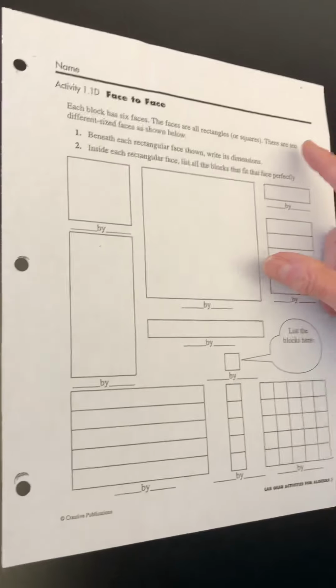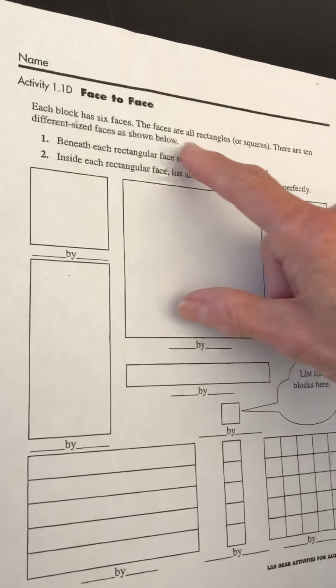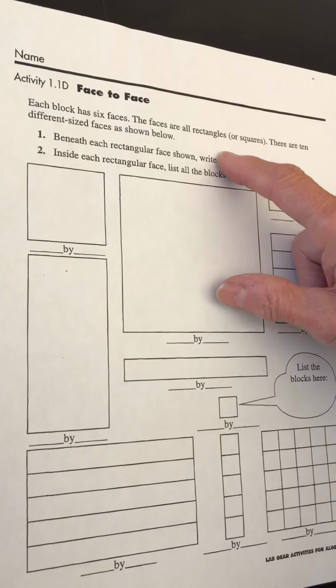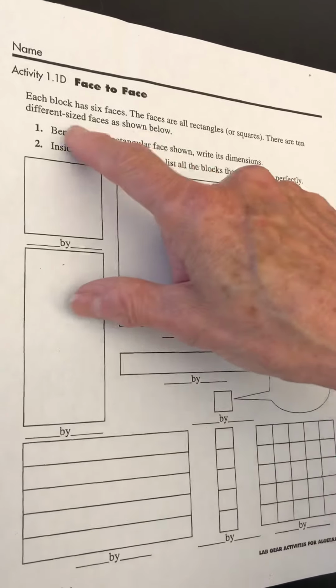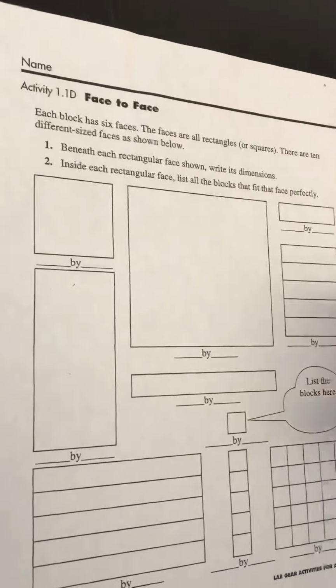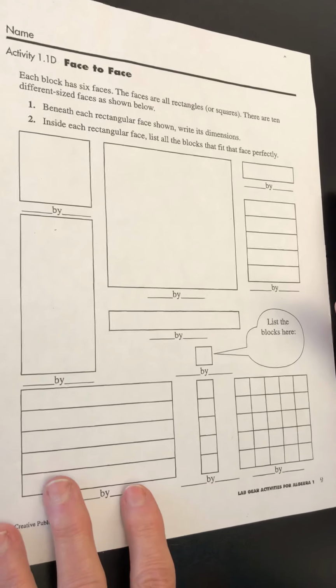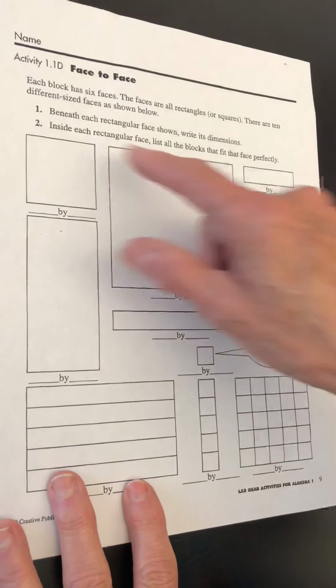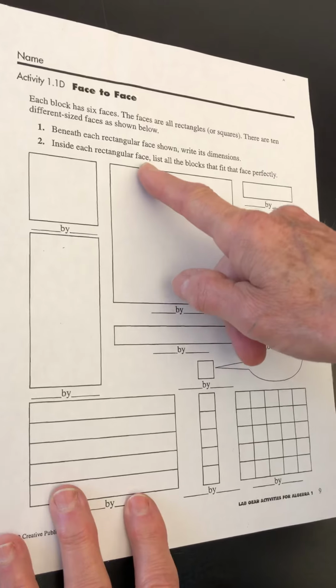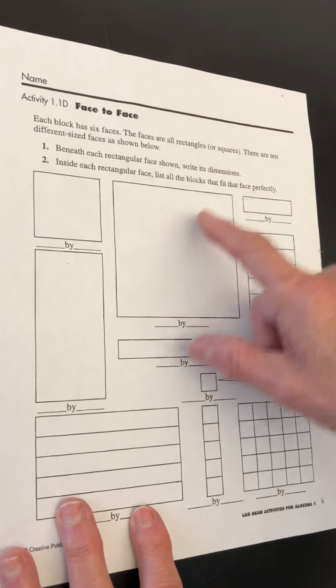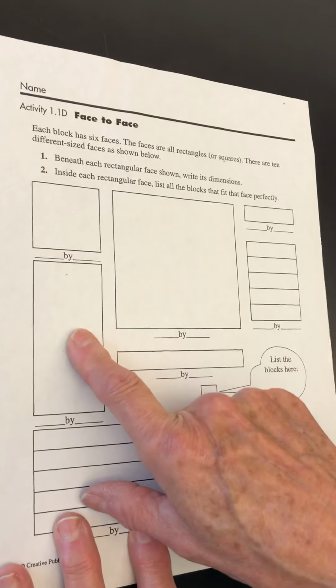The faces are all rectangles or squares, and there are 10 different sized faces shown below. Beneath each rectangular face shown, write its dimensions. And inside each rectangular face, list all the blocks that fit that face perfectly.